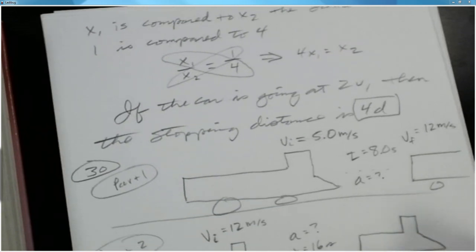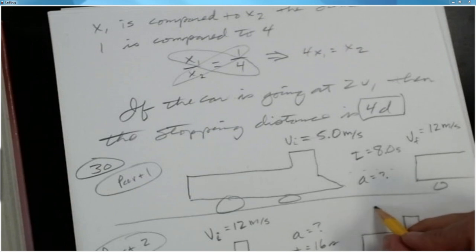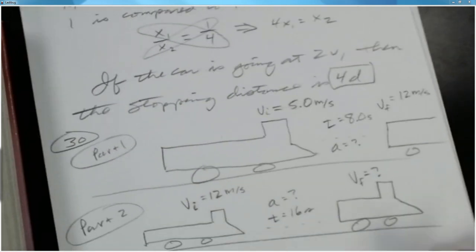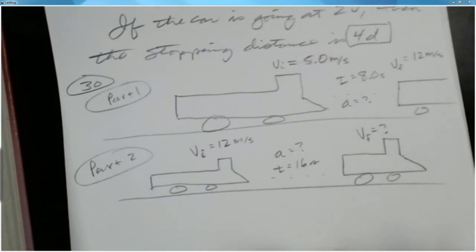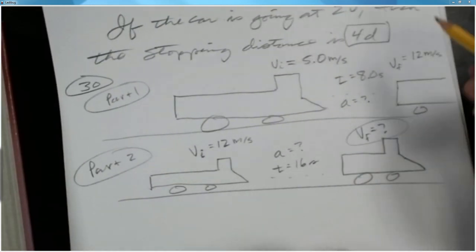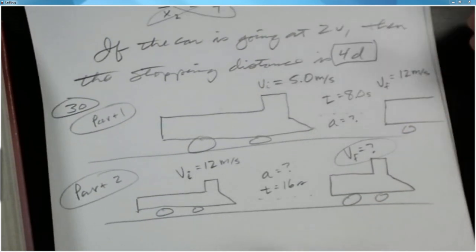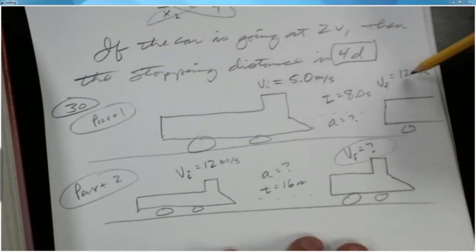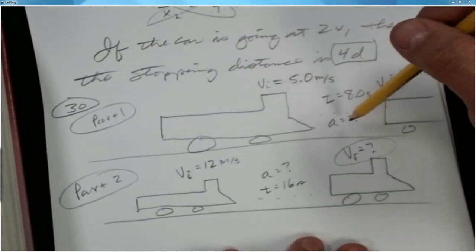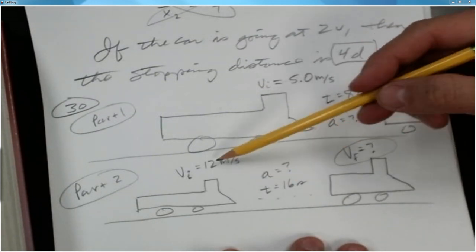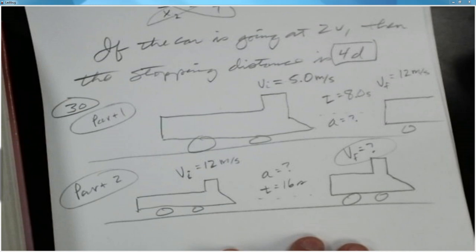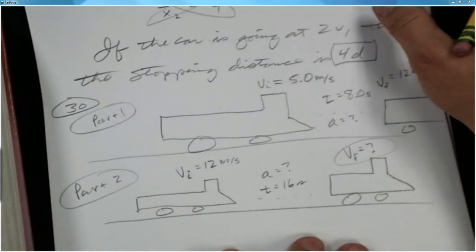God, I wish I could draw. Okay, so VF is unknown, and the question is, what is the final speed? So I've got to find this. Here's my game plan. I need to figure out the acceleration in this bit. Once I know that acceleration, then I can use it here to figure out the final velocity. That's my whole game plan.